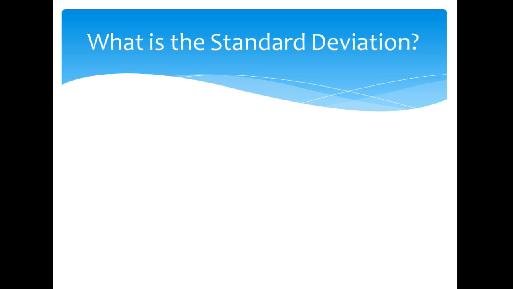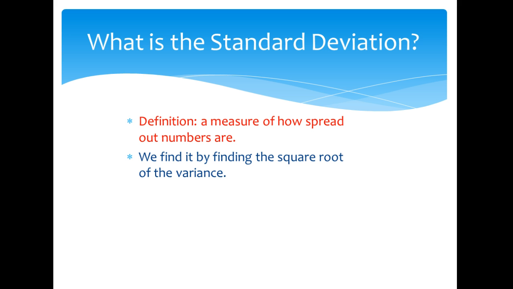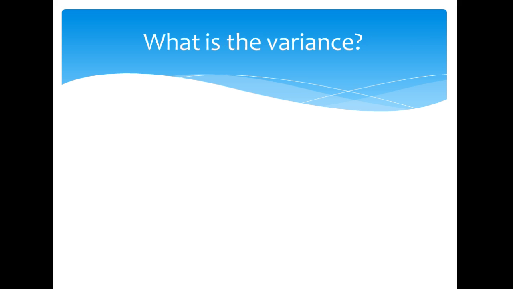So what is exactly the standard deviation? The definition is a measure of how spread out the numbers are in your data set. You find it by finding the square root of the variance. We're going to talk about what the variance is. And its symbol is the Greek letter sigma. It's a small circle with a tail. So that is how you would denote the standard deviation.